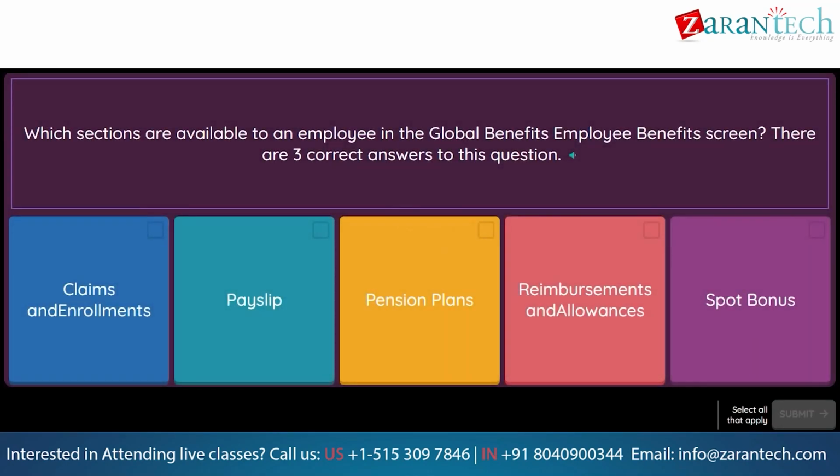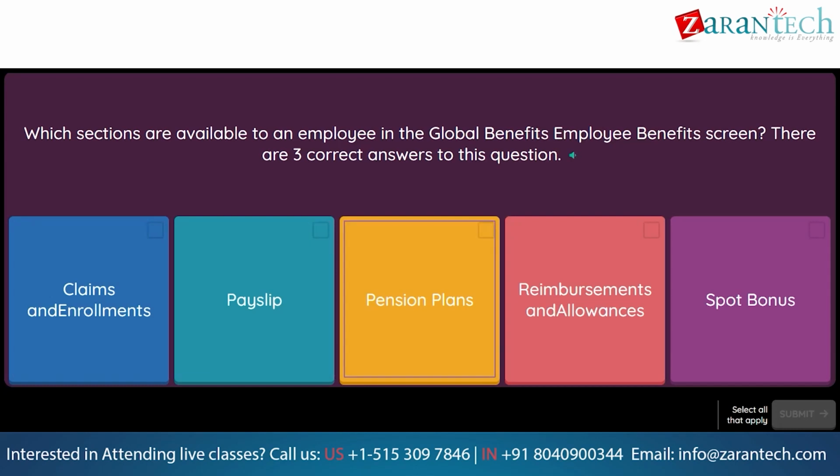Question: which sections are available to an employee in the Global Benefits Employee Benefits screen? There are 3 correct answers to this question. Option 1: Claims and Enrollments. Option 2: Payslip. Option 3: Pension Plans. Option 4: Reimbursements and Allowances. Option 5: Spot Bonus.